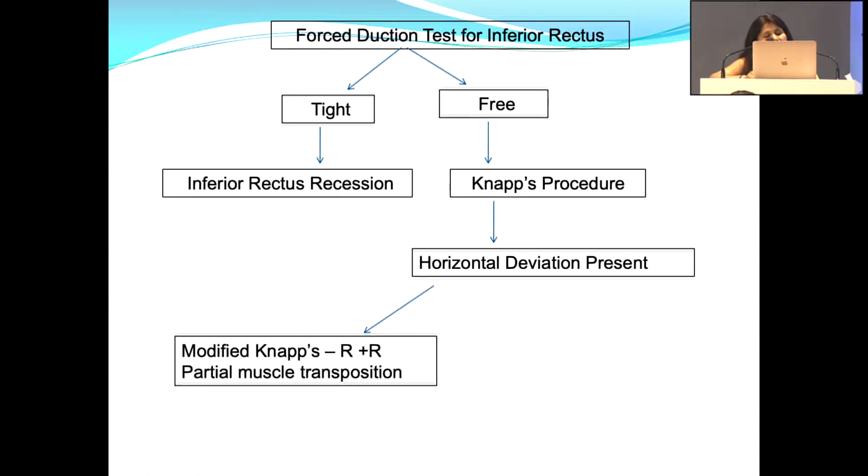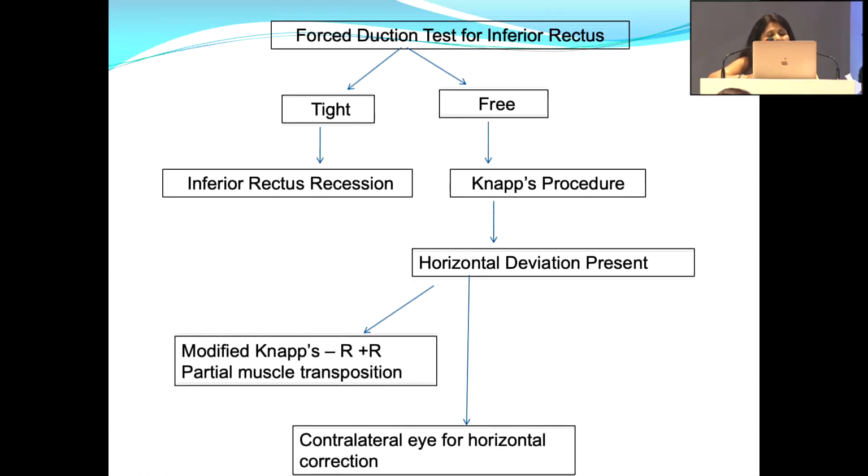Another option that has been described in the literature is partial muscle transposition. That means that the superior half of the muscle is used for the transposition, while the inferior half of the belly undergoes recession resection procedure to cover the horizontal deviation. That has also been described. The other way is, if the horizontal deviation is too large and may not be taken care of by one eye, we may have to do the correction in the other eye.